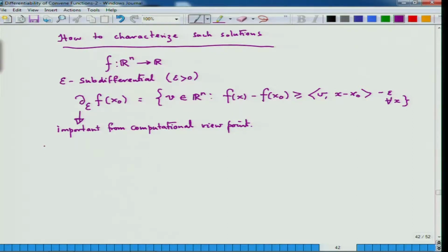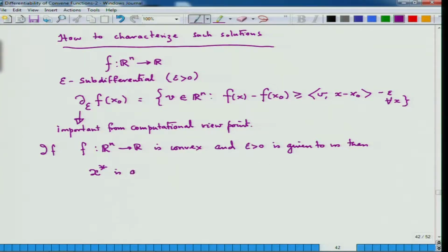So, if f from R n to R is convex and epsilon greater than 0 is given to us, then x star is an epsilon minimum if and only if, this sign is usually used, 0 is belonging to del epsilon f of x star.